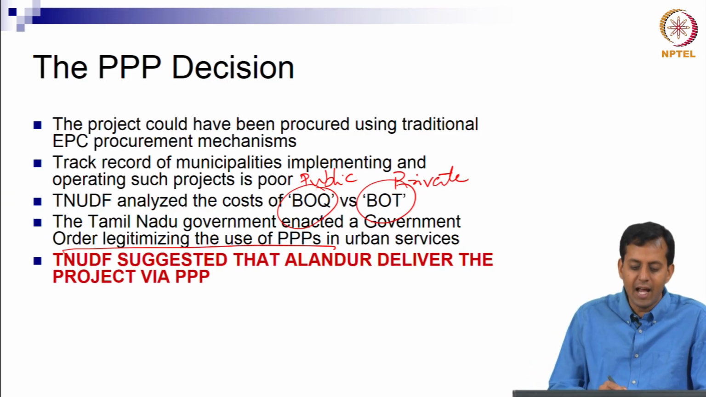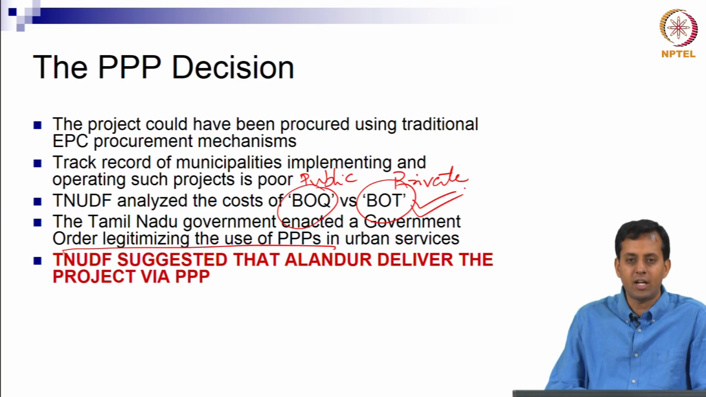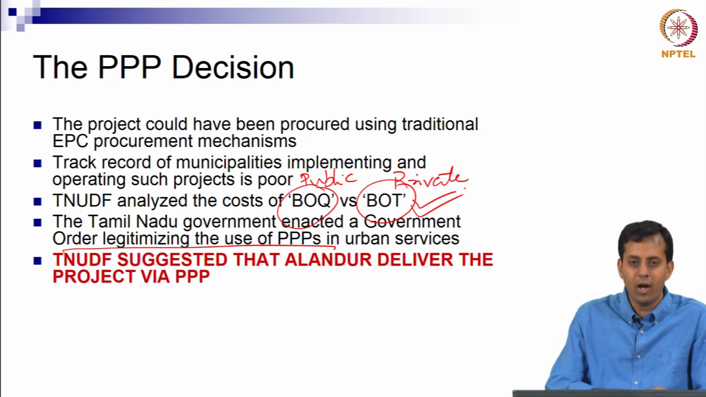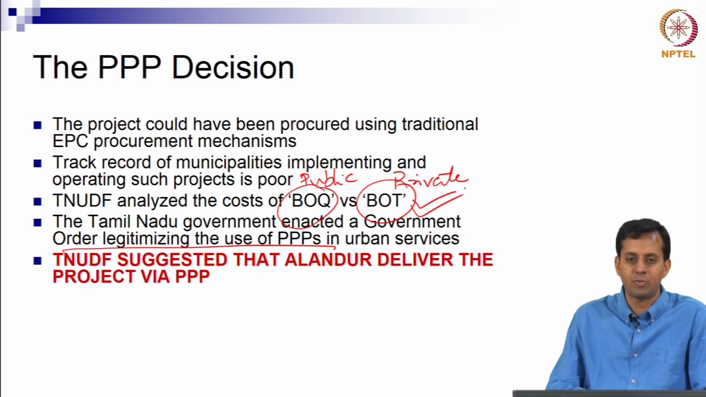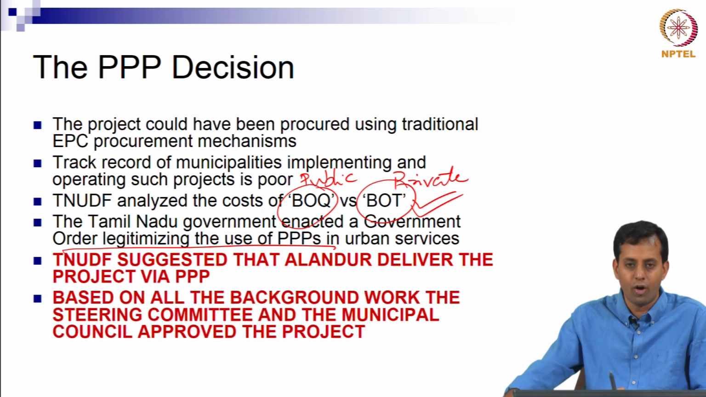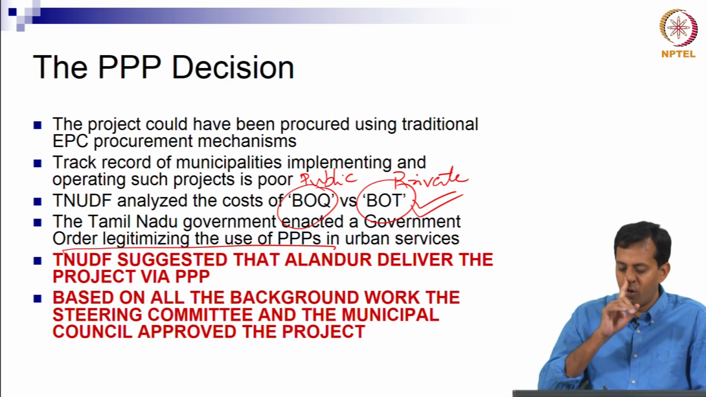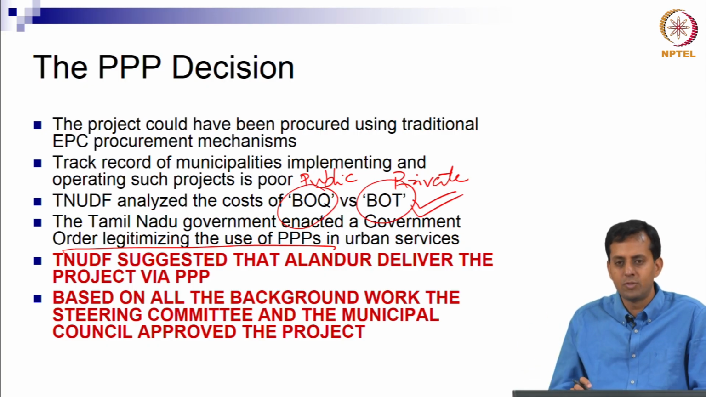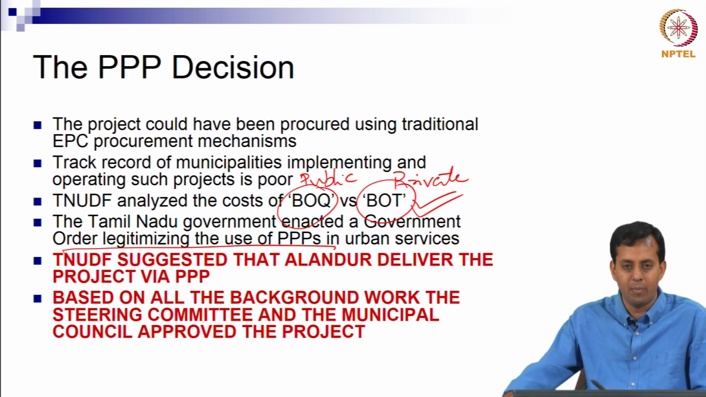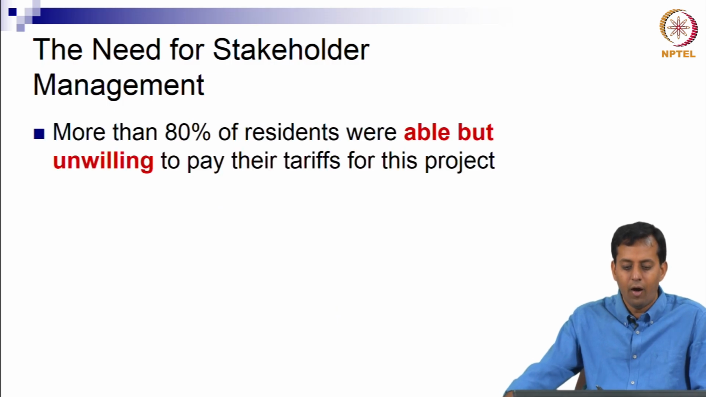And so after doing this analysis, TNUDF said that the BOT seems better than the BOQ. Let us give it to a private sector, they are likely to be much more efficient. We also have now legislation that says private sector participation is possible. So why do we not deliver this project via a PPP, okay, was the suggestion that was being made. So the suggestion was made and we will investigate whether this was the right suggestion or not. And so based on all the background work, the council approved it and said okay, this is fine, this is logical, we need 10 million, we will raise it through these mechanisms, but we will not do it, we will give it to a private operator because they will be more efficient, okay, alright.